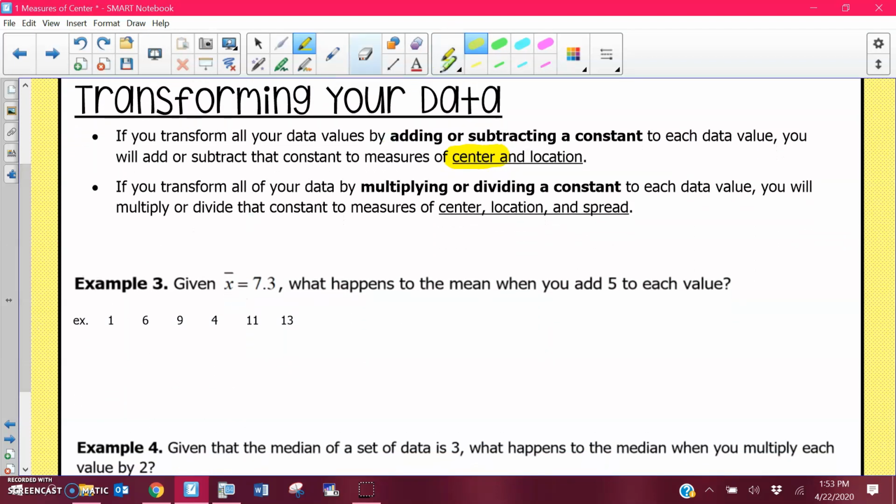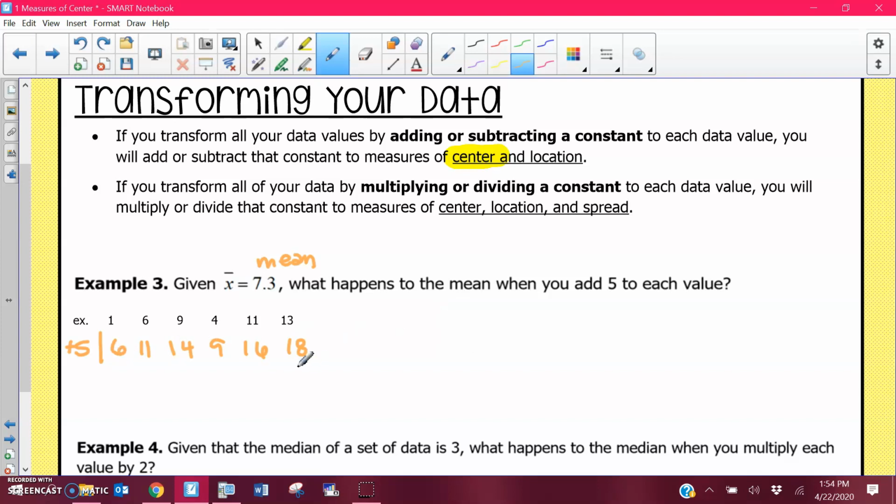So if I am given this particular example, it says given the x bar, so the average, the mean, is 7.3, what happens to the mean when you add 5 to each data value? Okay, surprise, this was the example we did in the beginning. So if I took this example data set and I added 5 to each value, I'm probably going to do this wrong just because I know I will. So 6, 11, 14, 9, 16, 18. Okay, so I have this new data set, I've added 5 to every single point, and I went and found the mean of that.